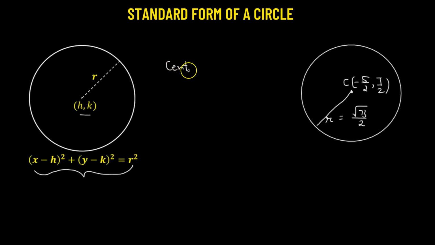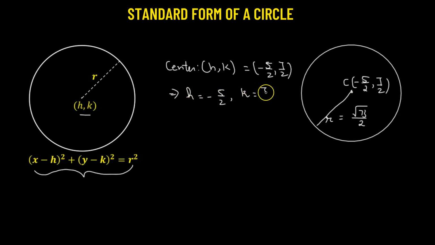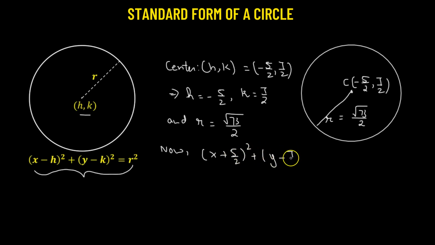So we have our center, which is h, k, equal to -5/2, 7/2. This gives us the value of h. So h is -5/2, and our k value is going to be 7/2. And we have also found out the radius. So let's note that down as well. We have square root of 73/2. So now we will use the standard form. That gives us x minus of -5/2, which gives us x + 5/2 whole squared, plus y minus 7/2 whole squared, and this is going to be equal to square root of 73 over 2 whole raised to the power of 2.